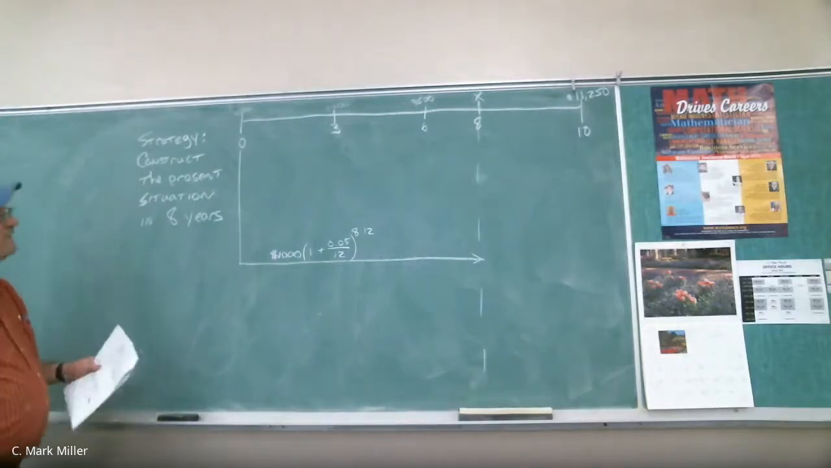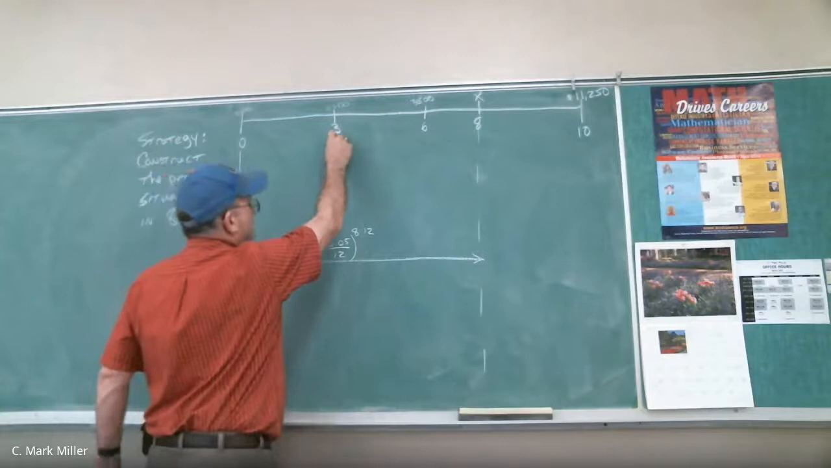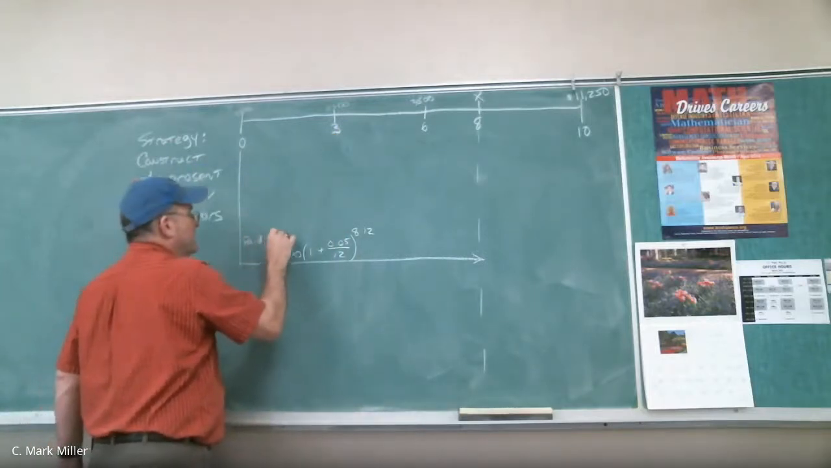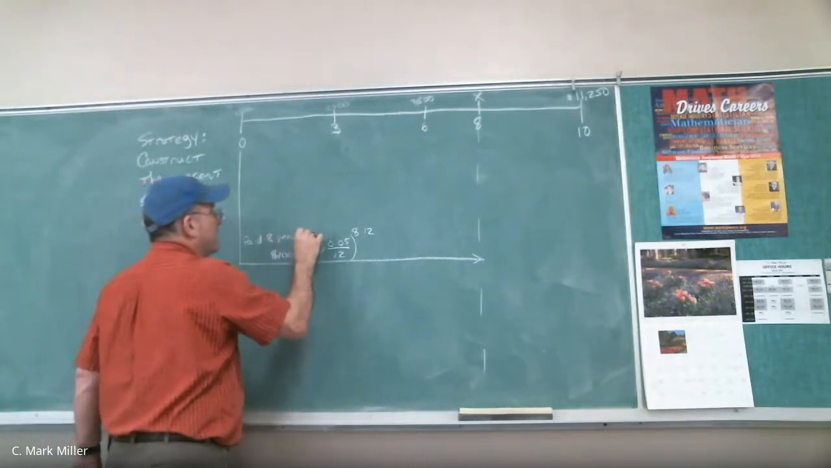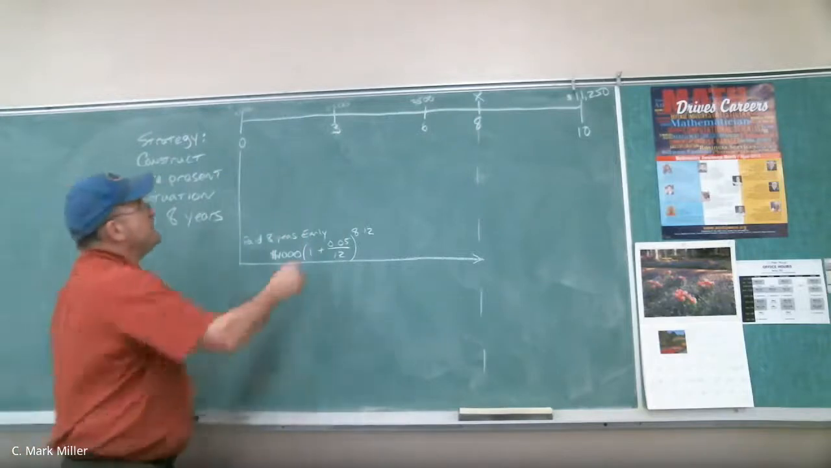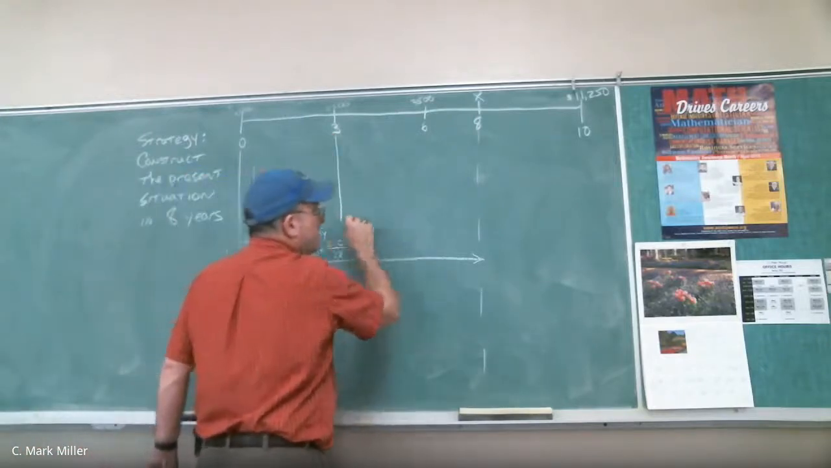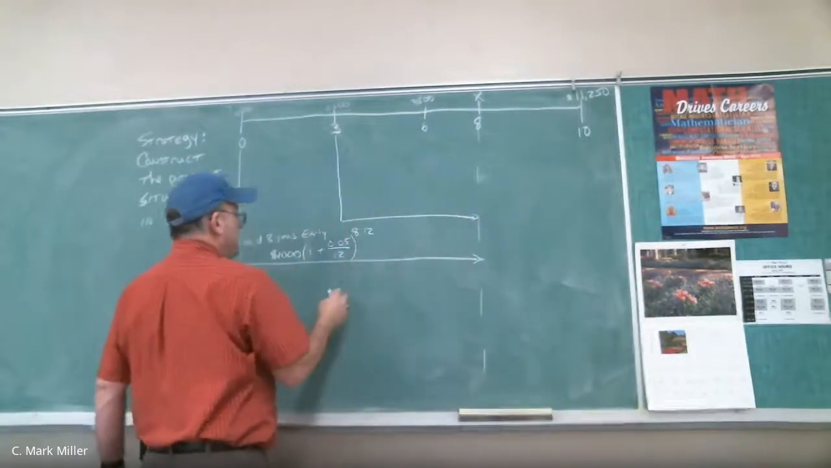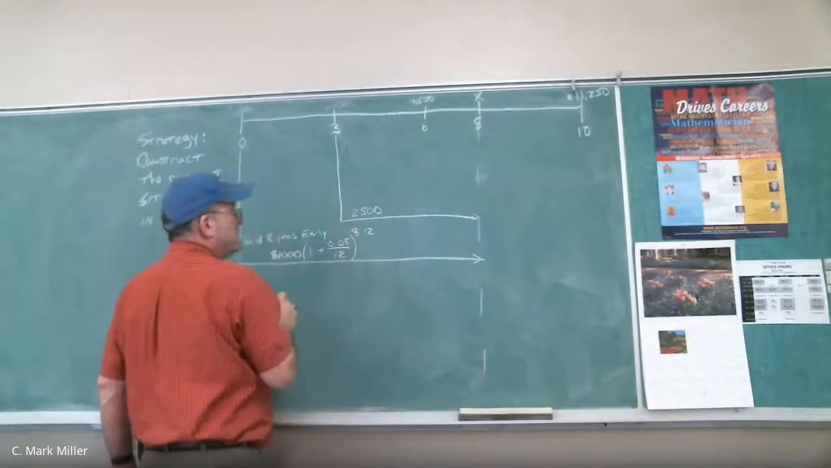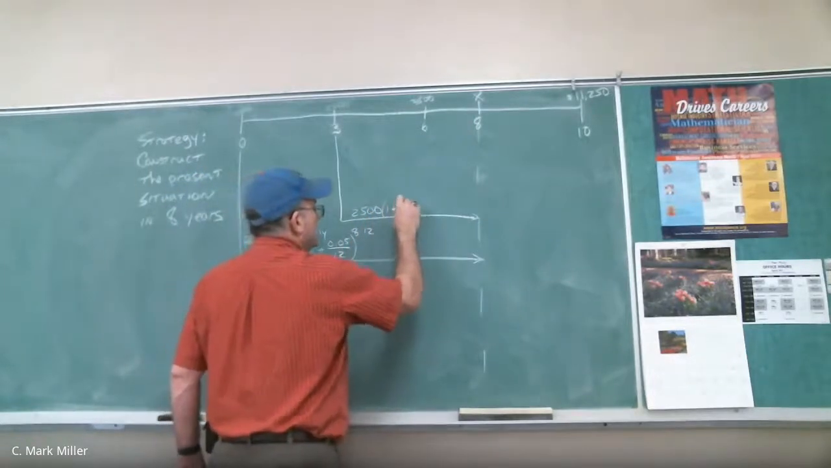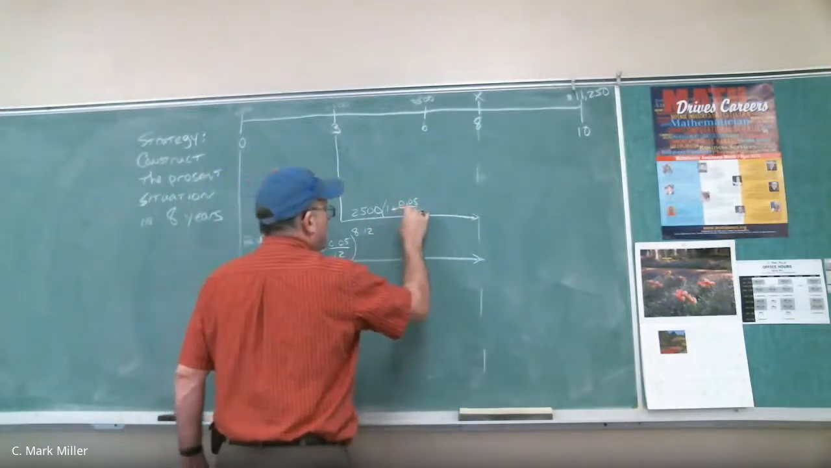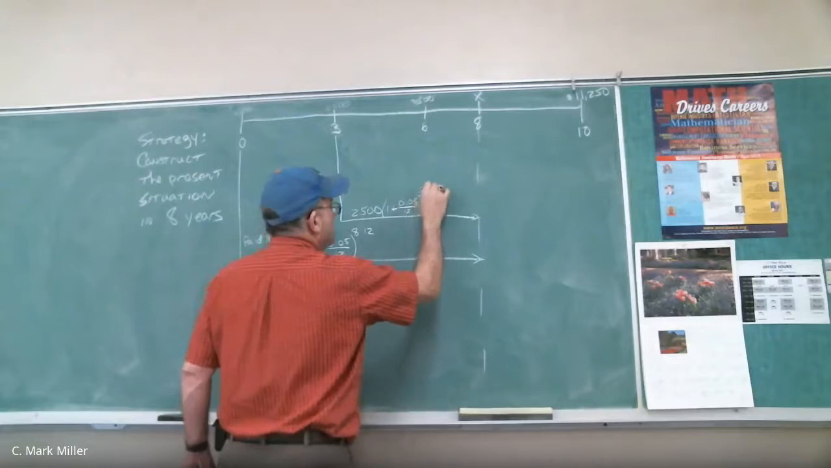Then this amount here is paid 5 years early. So this one's paid 5 years early, and so it's going to be 2,500 times (1 plus 0.05 divided by 12) to the 5 times 12.